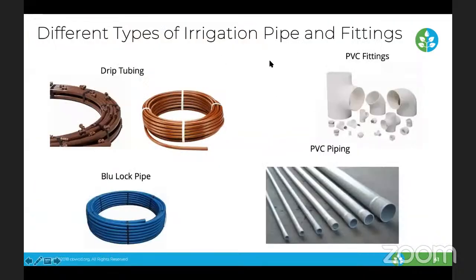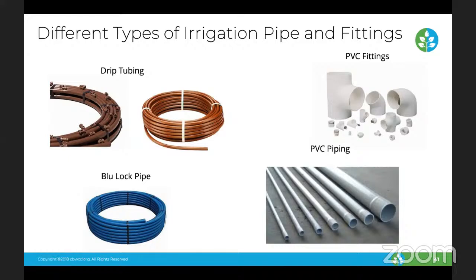Okay, so different types of irrigation pipe and fittings. So we have drip tubing. I'm going to cover drip towards the end, but it is a form of irrigation pipe. We have the typical PVC fittings with PVC pipe, and then something that I've used for a while, not exclusively, but have worked with on jobs, and I am a fan of it. It is called Blue Lock pipe.